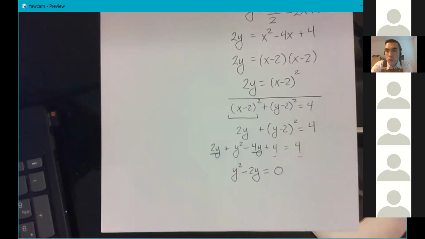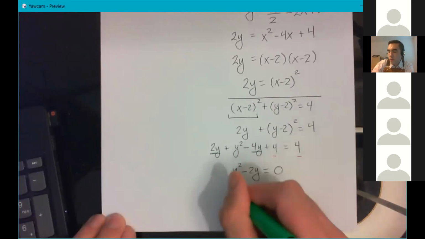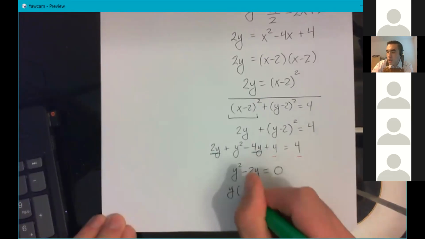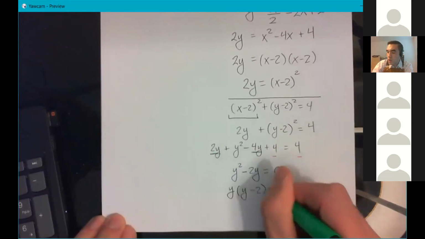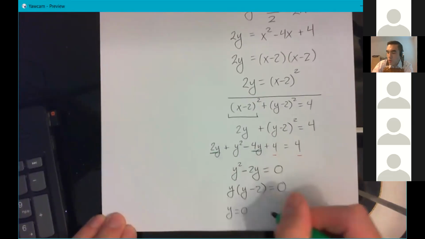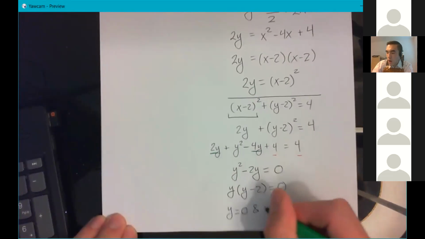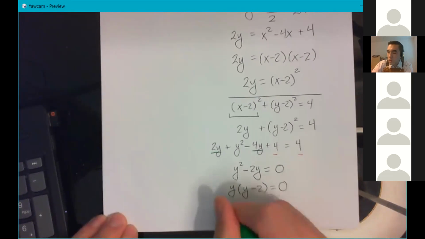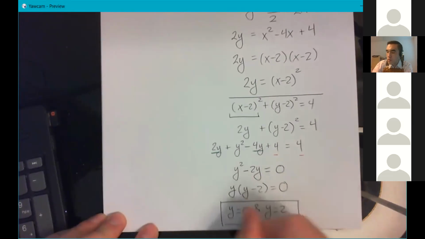Is that okay? Are there any questions right there? No, pretty good. Okay. And so this factors nice and easy. What does this factor into, y'all? What can I pull out of both of these terms? Y. So this is to say y times y minus 2 is equal to 0. And so y is equal to 0, and y is equal to 2. So those are my potential y values.